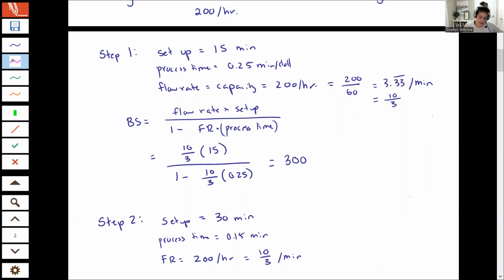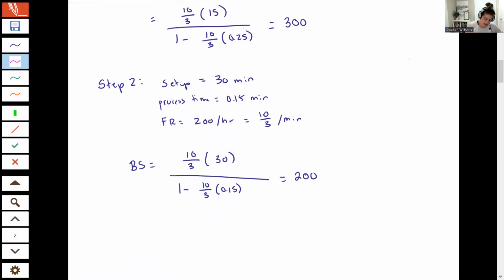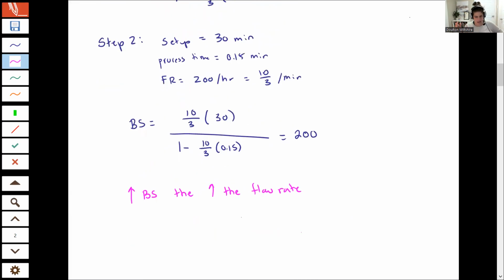If I take my batch size of 300 and put it into step 2, I'm going to increase that flow rate or that capacity. So what we have to understand is that the larger the batch size, the greater the flow rate. So we can always have a bigger batch size.